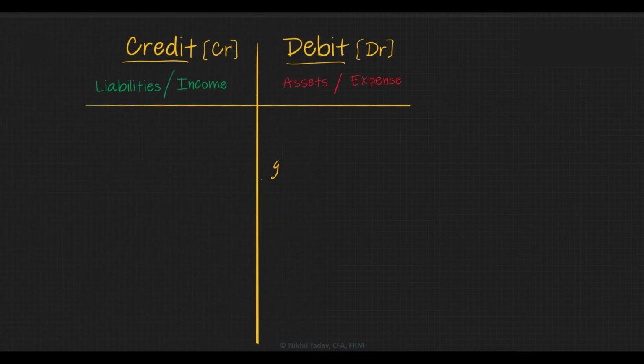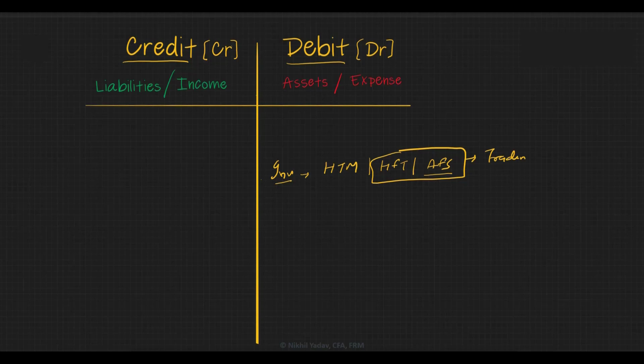Alright, so the investments that we make are typically classified into three categories. The HTM, which is held to maturity, then there is HFT, which is held for trading, and then there is AFS, which is available for sale. This HFT and AFS is also known as the trading book.